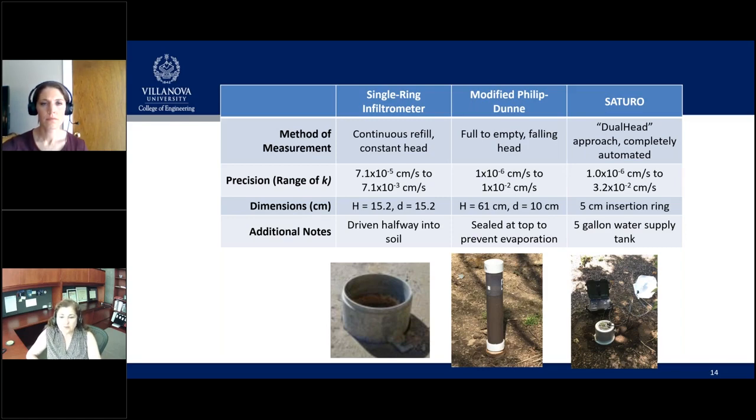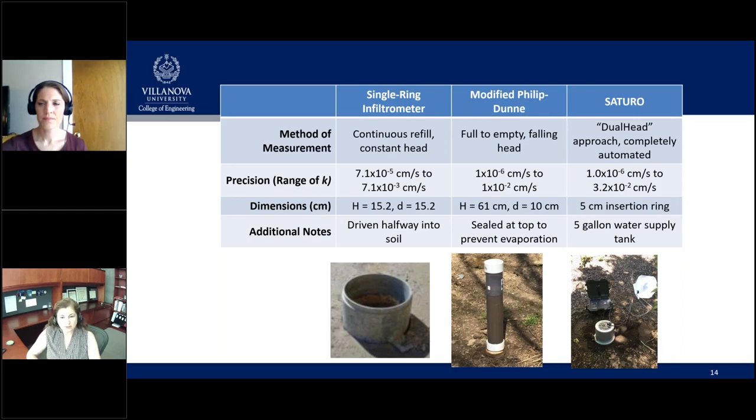The next method that we used was a modified Philip-Dunne permeameter. There are actually ways to construct these yourself online, which is what we did. So one of the benefits of this is that it can be truly a DIY project. There are spreadsheets that are available where you can go ahead and do the data analysis yourself. And it's a little bit more accurate, takes less water than the single ring infiltrometer.